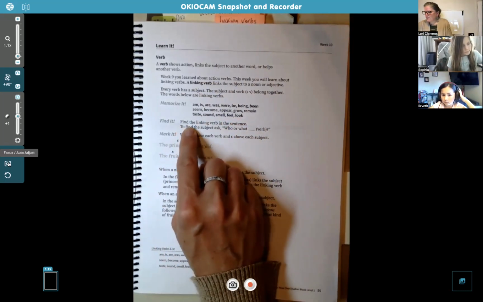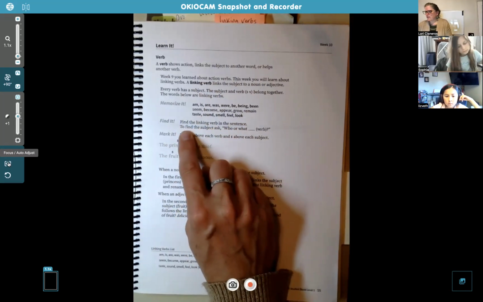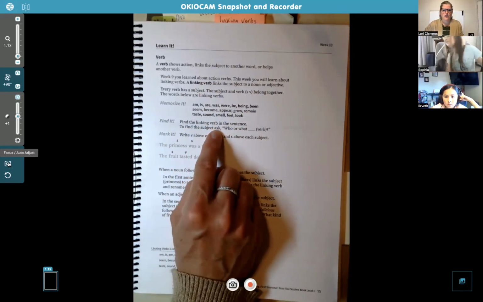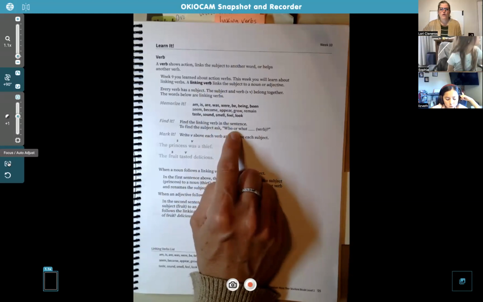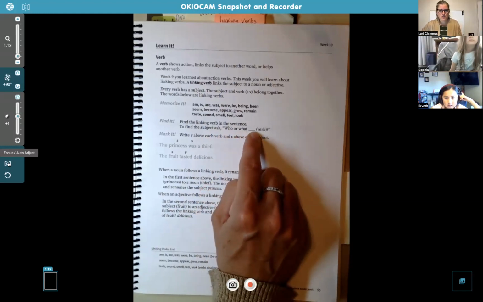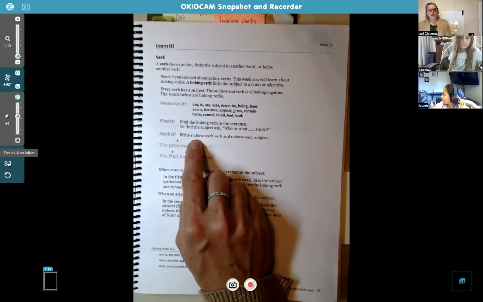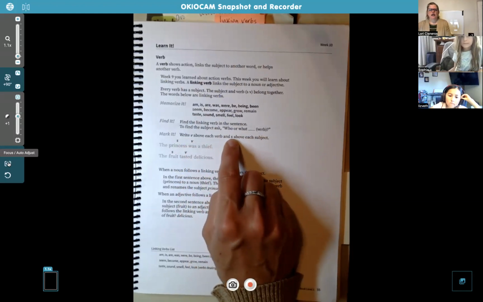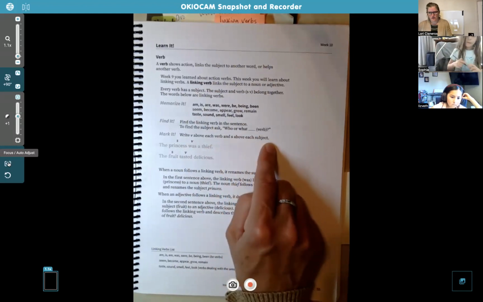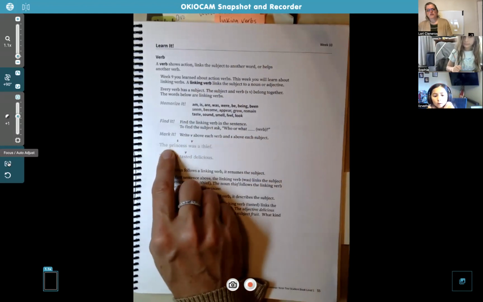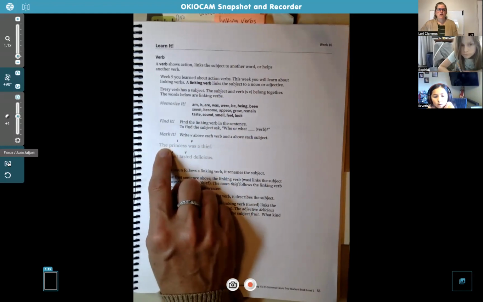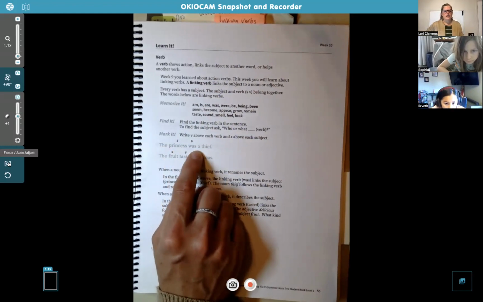And then it says, find the linking verb in the sentence. And then to find the subject, you ask who or what is doing that thing. So write V above each verb and S above each subject. Here's the example sentence right here. The princess was a thief.